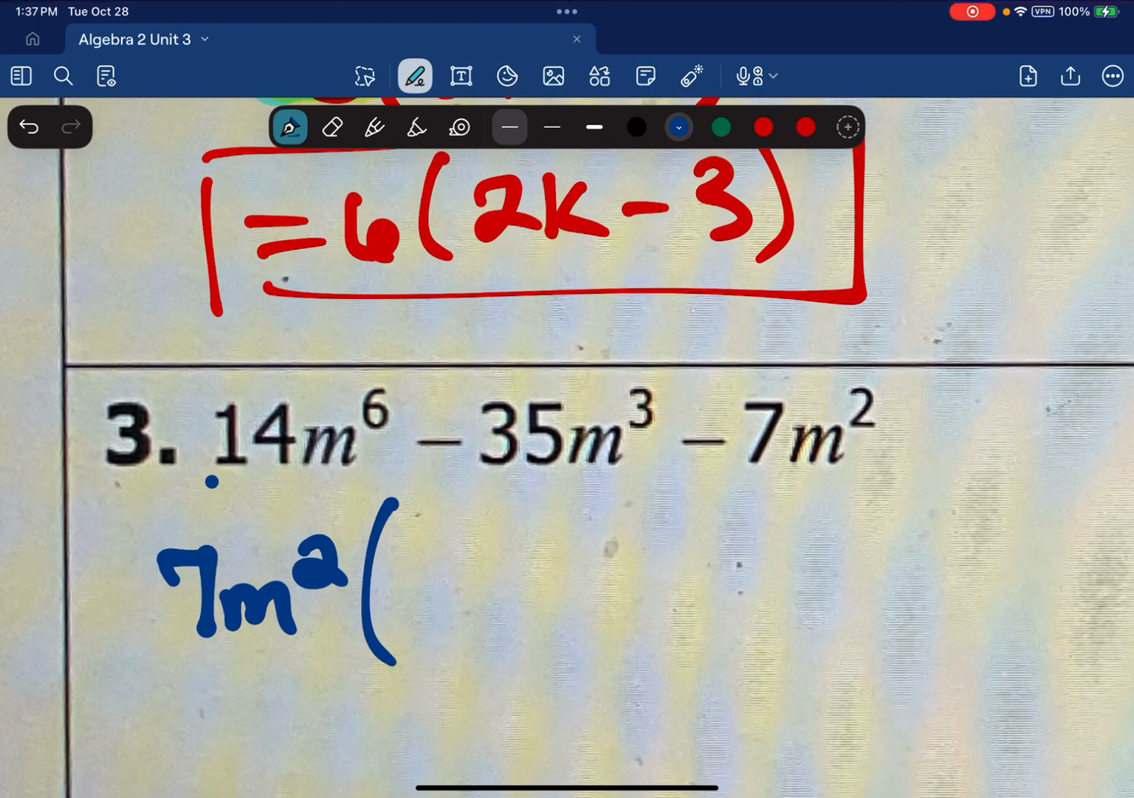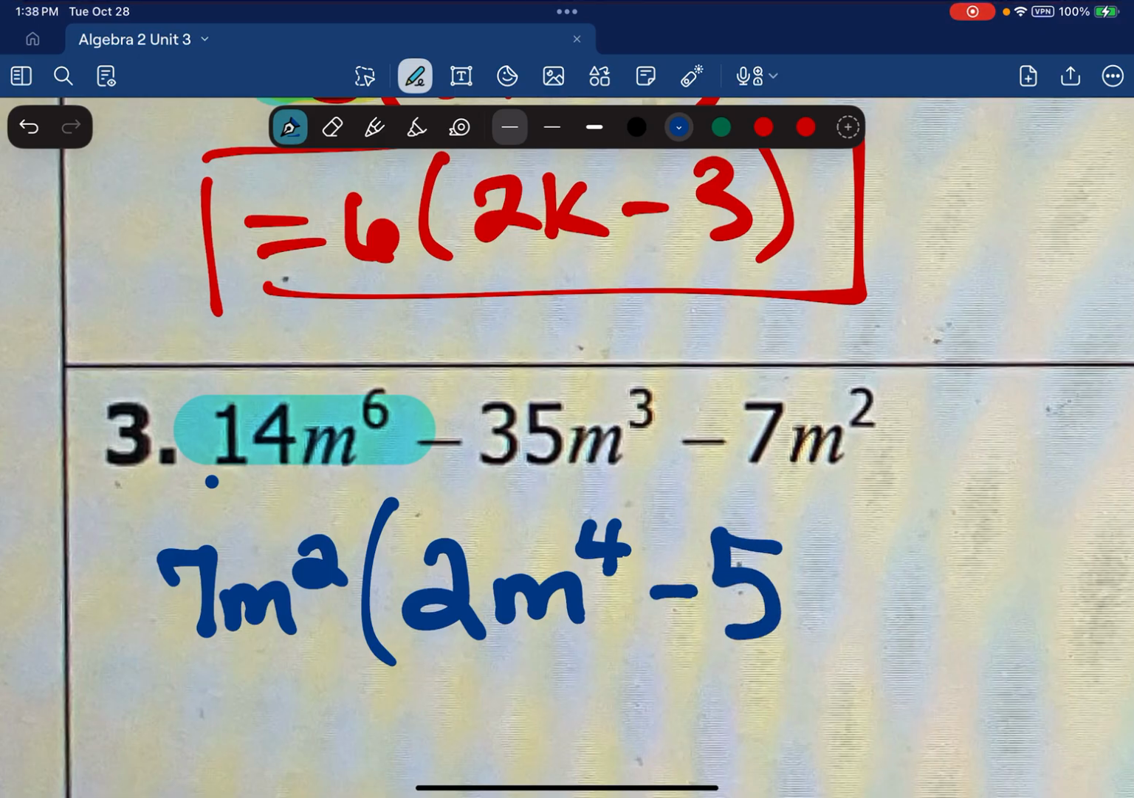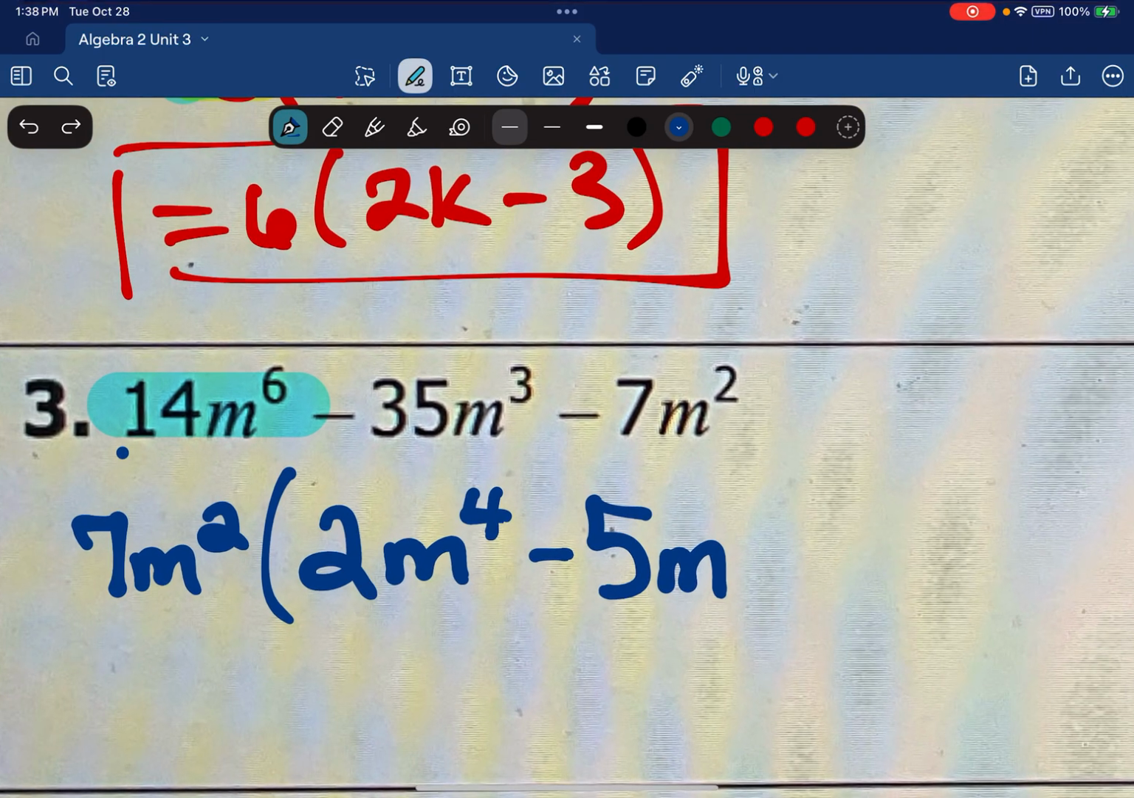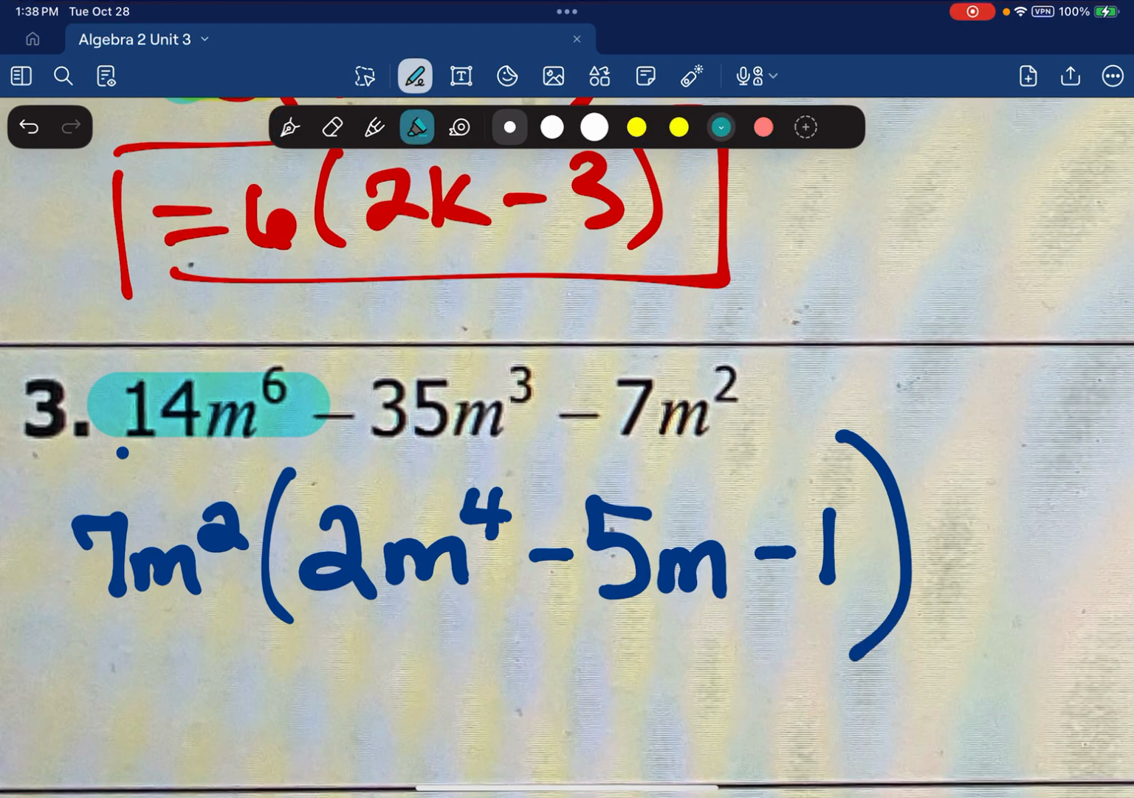Now I'm going to divide each term. What is 14m to the 6th divided by 7m squared? 14 divided by 7 is 2. M to the 6th divided by m squared. Remember, we're going to subtract, so 6 minus 2 is 4, so m to the 4th. Negative 35 divided by 7 is negative 5. M cubed divided by m squared is m to the 1st. We don't normally write the 1st power. Finally, negative 7m squared divided by 7m squared is a negative 1. Remember, it's not 0, it would be 1.